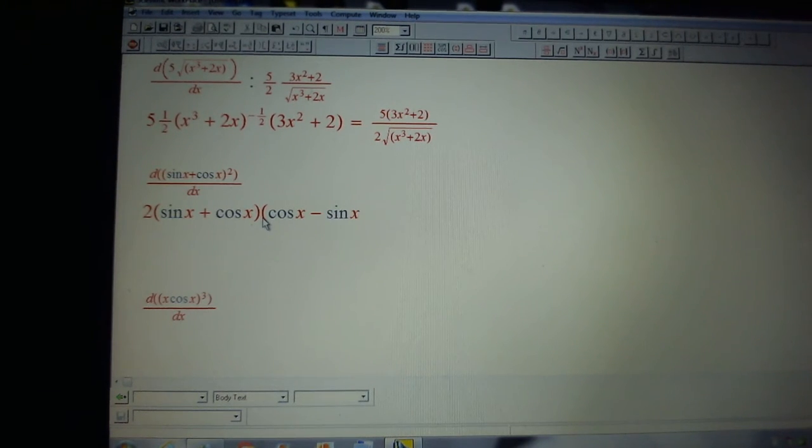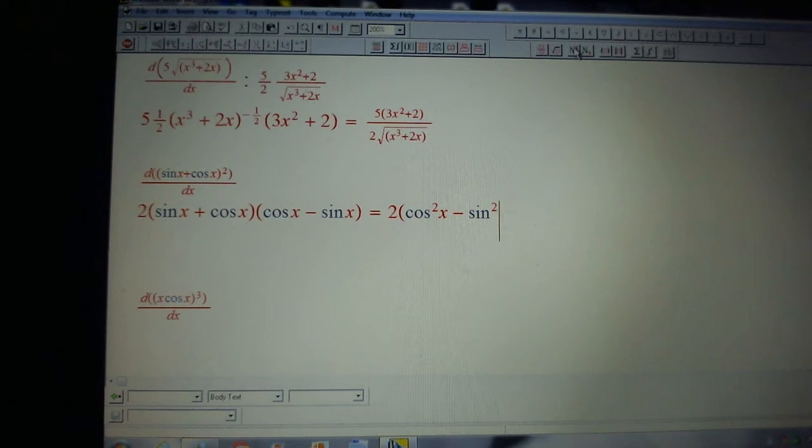Uh-oh, I can't leave it like that. I just can't. Do you see what I see? I see cosine squared minus sine squared, which is famous. This thing is equal to 2 quantity cosine squared x minus sine squared x.